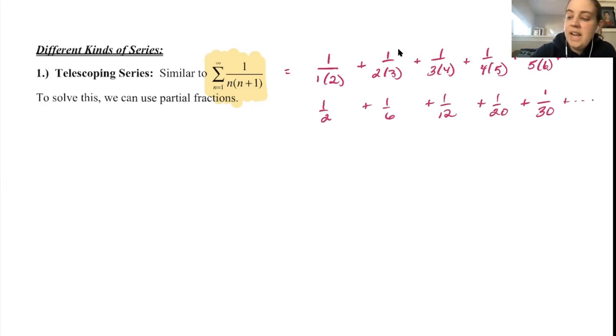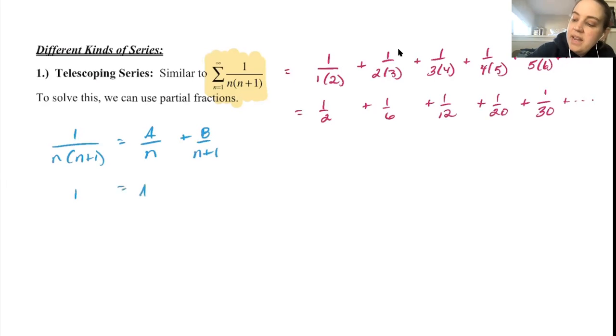Now, on a side note, I want to find a pattern. I don't want to have to find the first 99 terms in order to find the 100th term. So let's look at this another way. We're going to take a little detour over here. 1/n times n plus 1. When's the last time you saw fractions written like this? Remember doing integrals with partial fractions? So this would be 1 equals a times n plus 1. And here's my b times n.